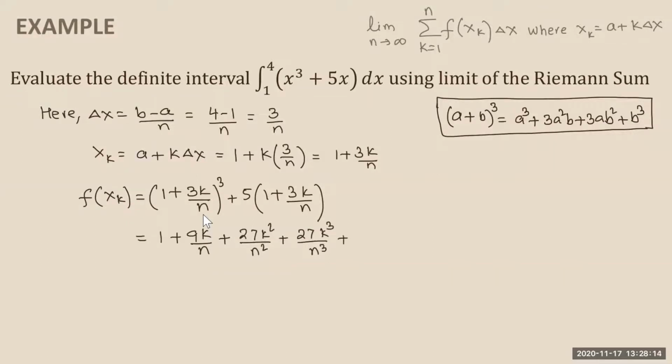And then plus, here we distribute this 5. 5 times 3, 15k over n. Now you can simplify this a little bit. You can see here we have a 1 and here we have a 5. So 1 plus 5 is 6. Then plus, here we have 9k over n and here we have 15k over n, and 9 plus 15 is 24. So that is 24k over n. Then plus we have 27k squared over n squared, and then 27k cubed over n cubed. So we got the value of delta x, and also f of x k.